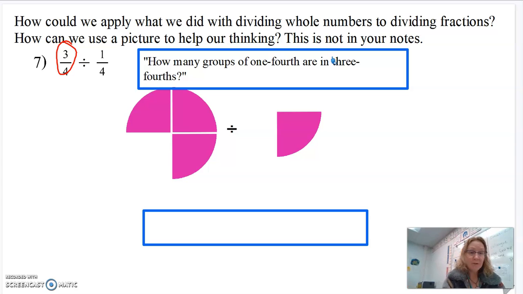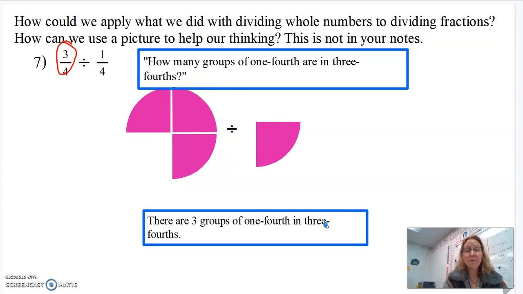But I am going to show you with a different type of model. I wanted you to see that this is the actual fraction piece that would be if there was a whole, there would be a 4th one there. But we're starting with 3/4 of something, and I'm dividing by 1/4. And you can see that there's 1, 2, 3 that would fit inside. There's my 3 groups of 1/4.